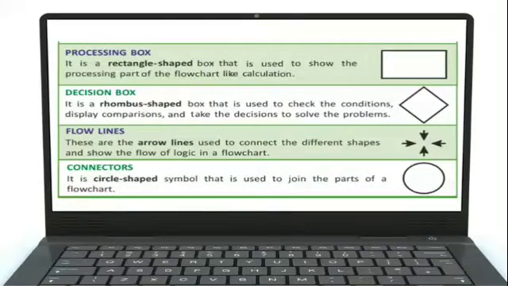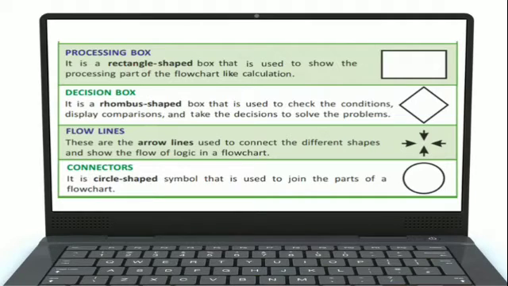Next are flow lines. These are the arrows used to connect the different shapes and show the flow of logic in a flowchart. Basically, the flow of logic is always from top to bottom. It means we'll write step number 1 first, then 2, then 3, in this way. Flow lines will be used to connect these different shapes.